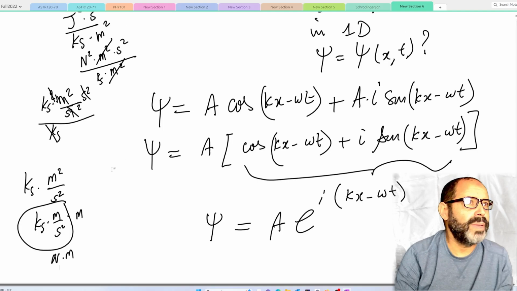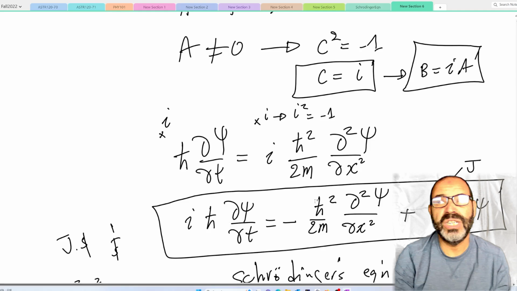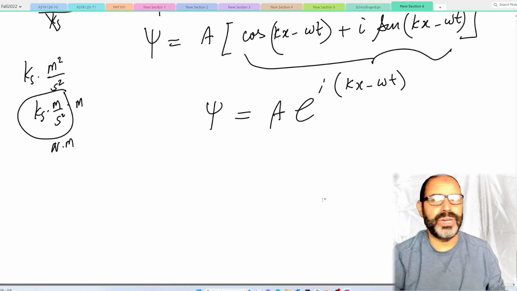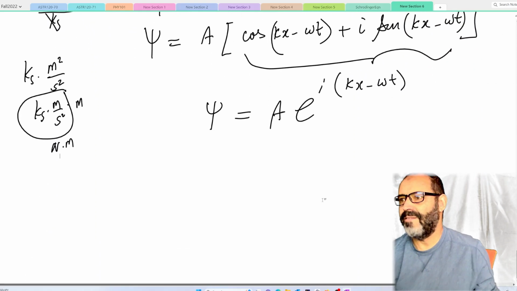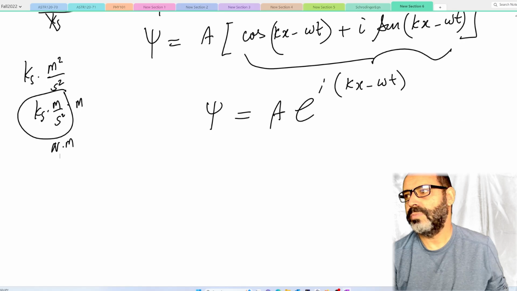So again, just to make sure that everything works, this whole thing is a joule, this whole thing is a joule, and this whole thing is a joule, so it's an energy equation. We're going to build on that in the next video, and hopefully we're going to have a more in-depth discussion of what this equation means, and we're going to actually be solving it for special cases.